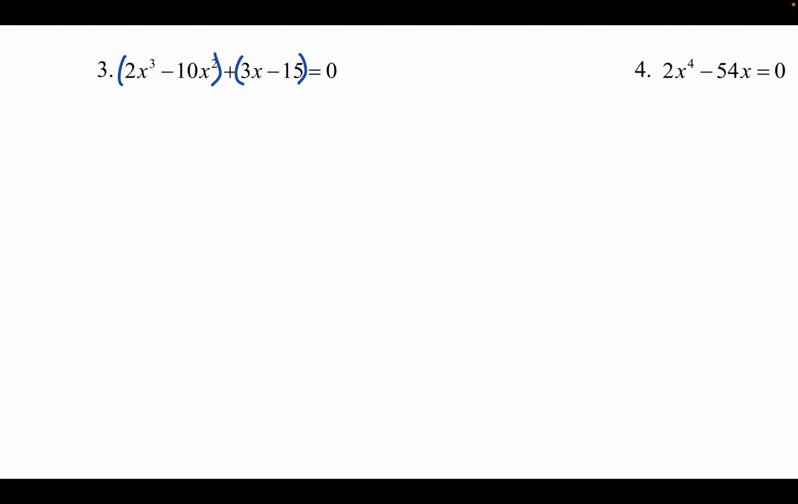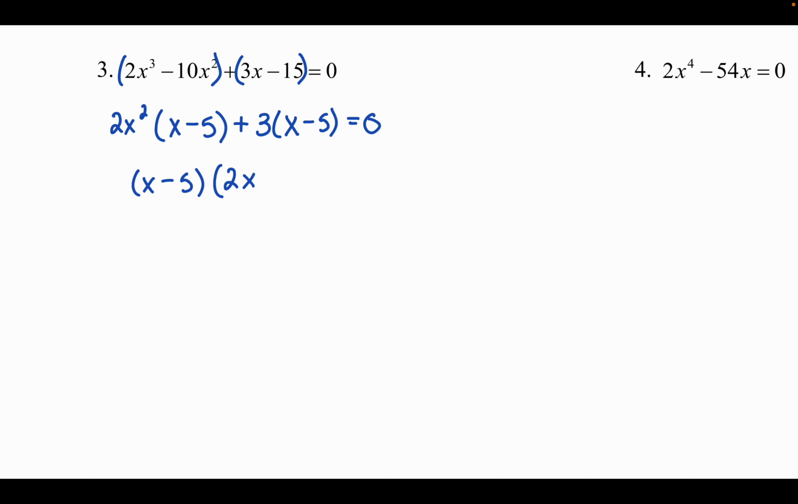So in my first group, I have a GCF of 2x squared. I'm left with x minus 5 on the inside. And then my second group, I can take out a 3. Also left with x minus 5. So that's perfect. That means I can group this. All right, so I'm going to take out the x minus 5 then. And then I'm just left with 2x squared plus 3. I cannot factor that anymore, so I'm going to go ahead and set each of those equal to 0 and solve.